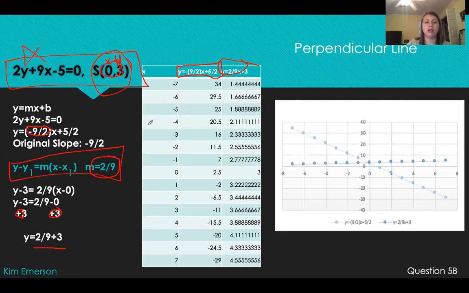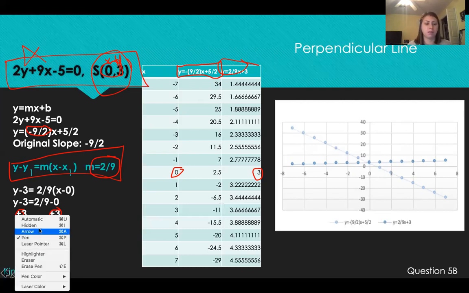And then, let's see if 0, 3. And then that is on there. So let's look at our perpendicular lines. Again, now it's just the x values that are changing because we have what our y equals. Alrighty.